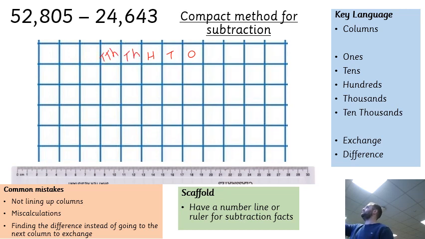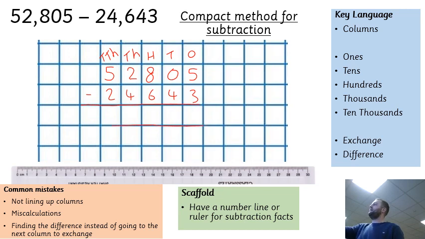by ones, tens, hundreds, thousands, 10,000. So that's our language we're going to use for that. And now I'm going to line them up. 52,805, take away 24,643. And again, it's really important we line those columns up.